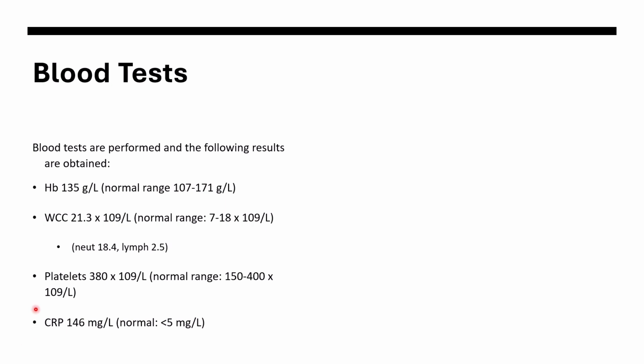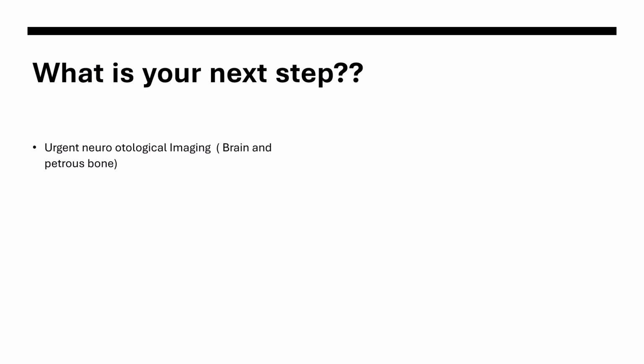We do the blood tests, and the results are as follows. Hemoglobin is 135, white blood cell count 21.3, platelets 380, and CRP is extremely high at 146. What is your next step? We go for urgent neuro-otological imaging where we visualize the brain and petrous bone.